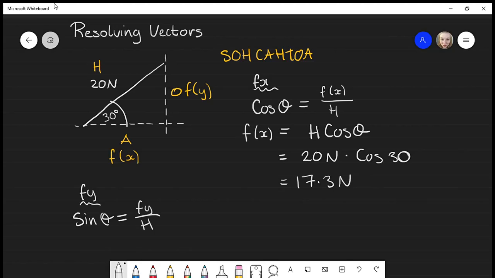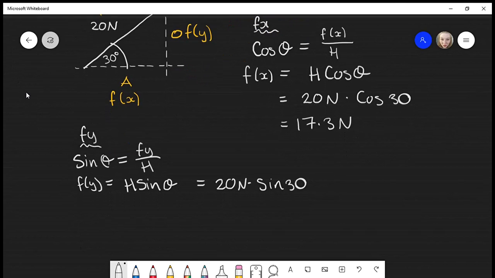Rearrange this for fy. This gives us h sine theta, which is 20 newtons times sine 30. So fy will be 10 newtons. So there you go, you've resolved the vector.